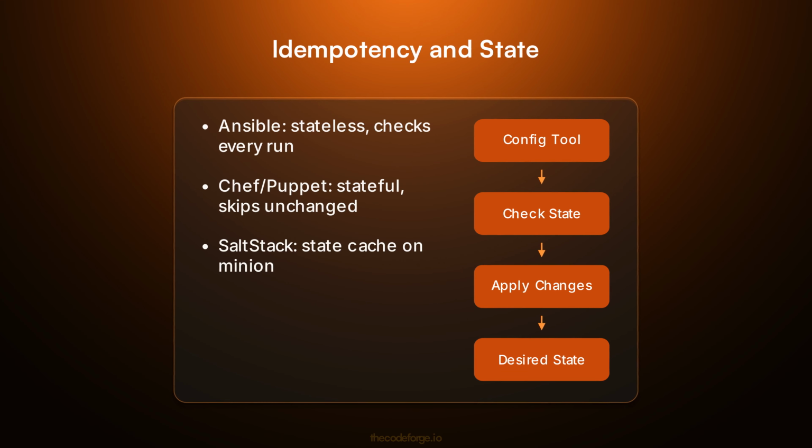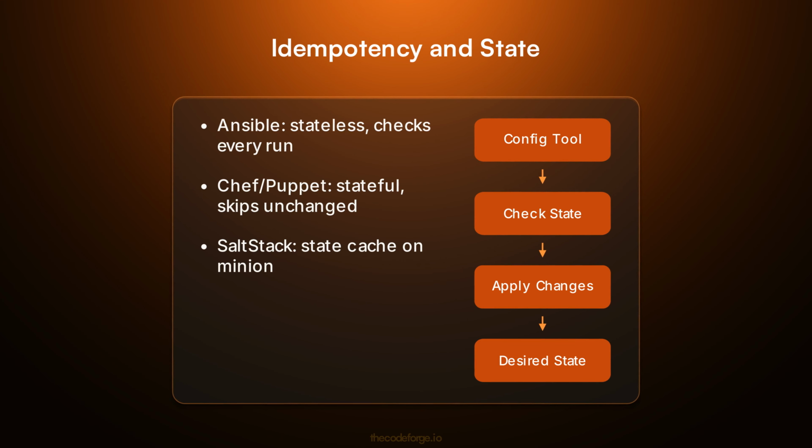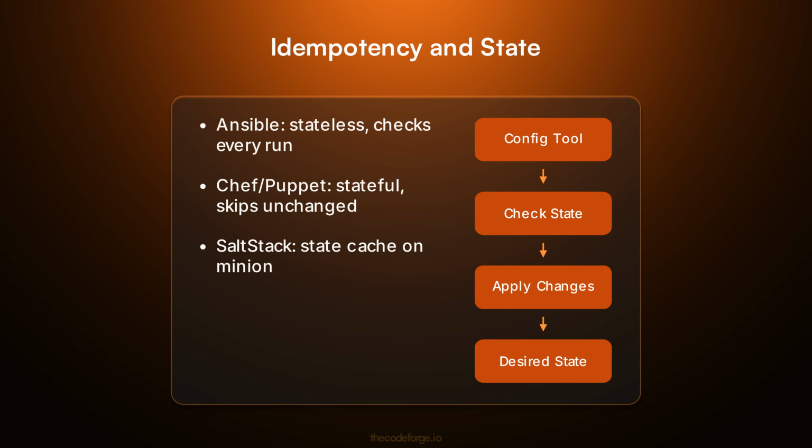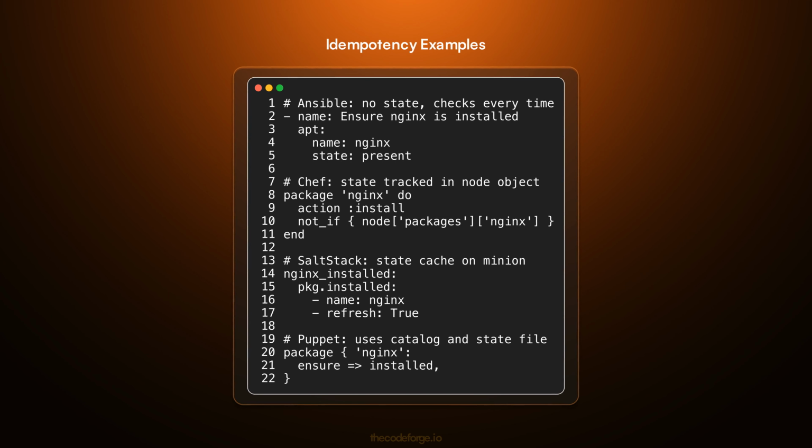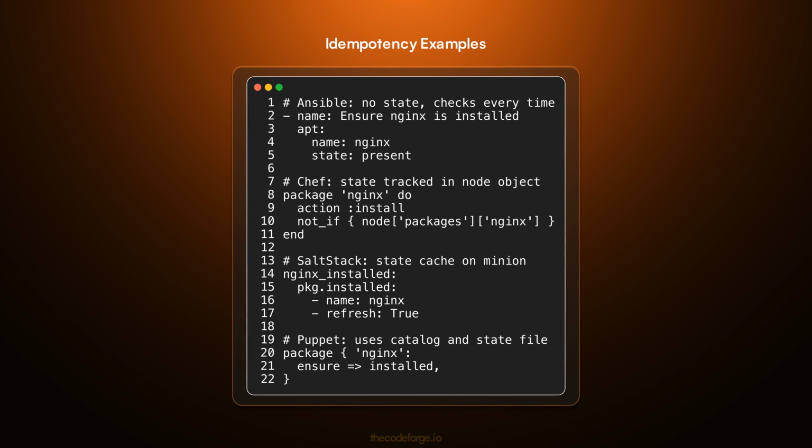All 4 tools claim idempotency, but they achieve it differently. Ansible checks each resource every run, which is simpler but slower. Chef and Puppet maintain a local state file and skip unchanged resources, making repeated runs faster. Chef and Puppet skip installation if already installed, making subsequent runs faster. Ansible always checks, which is simpler but slower.